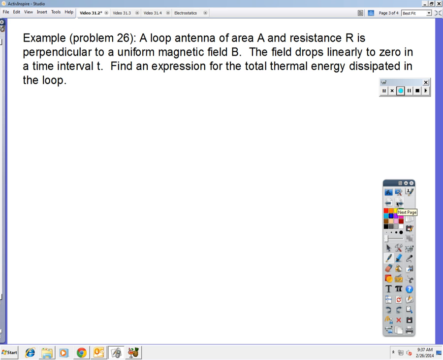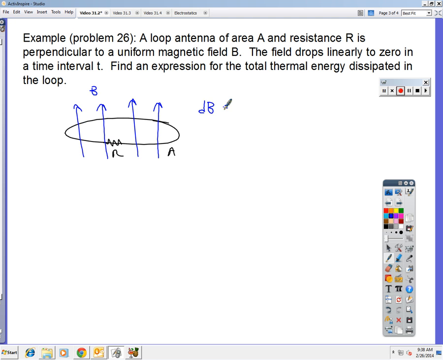So an example of this, problem 26 in your textbook, you've got a loop antenna, which is just a loop of area A and resistance R. It's perpendicular to a uniform magnetic field, B. So that's area A, resistance R. We have a magnetic field perpendicular to that. It's uniform. The field drops linearly to 0 in a time interval t, which means that the rate of change of the magnetic field is just B over t, or rather negative B over t. And what we want to do is find an expression for the total thermal energy dissipated in the loop.